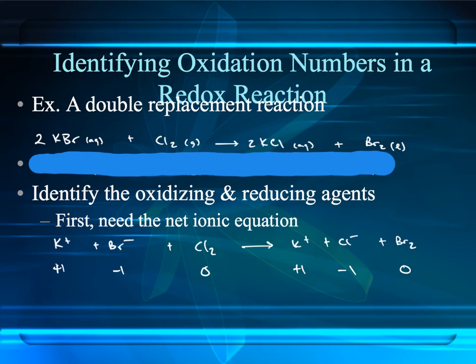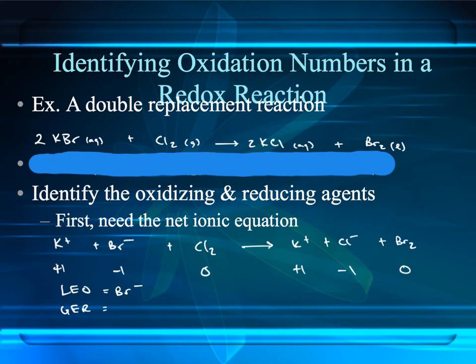Okay, so let's do this in terms of LEO and GER. The substance losing electrons, its oxidation number is actually going to go up. Okay, which ones went up? Well, bromide ion went from -1 to 0 over here. It actually went up. It went from -1 to 0. So the substance that is losing electrons, that's getting oxidized, is the bromide ion.